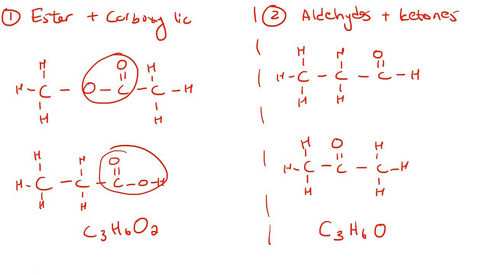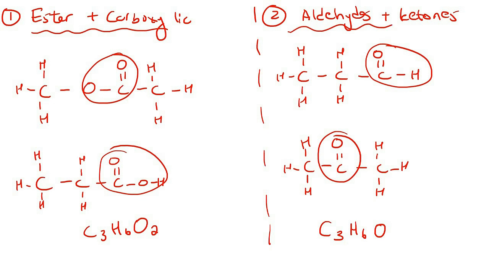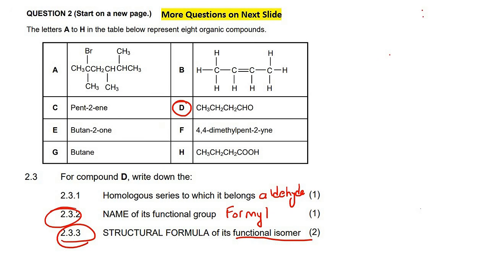So those are functional isomers once again. We can see the functional group is totally different, but they have the same amount of each thing. So remember this one for grade 12 and remember this one for grade 12. So here they say, take this aldehyde, which we had, and give its structural formula for the isomer. So we just learned that the functional isomer of an aldehyde is a ketone.